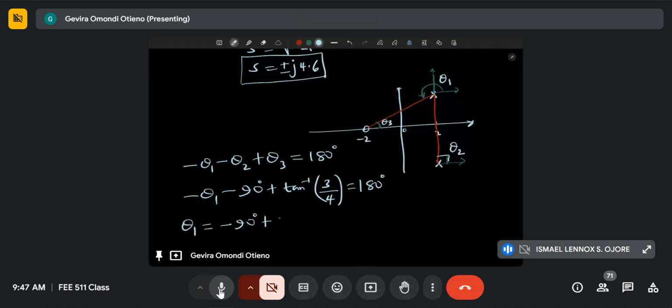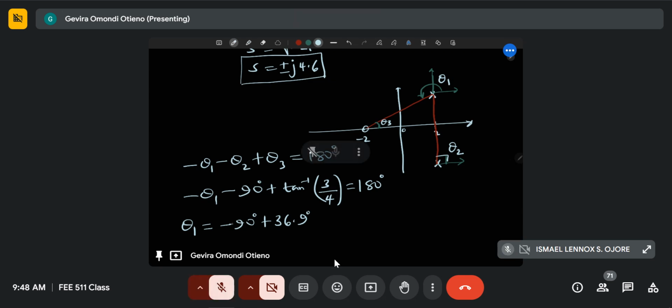Inverse tangent of 36.9. 36, thank you, 36.9 degrees. So minus this, minus 180 degrees, because I've taken theta 1 on the other side and brought 180 on this other side. So if you sum this up, that is already minus 270 plus 36.